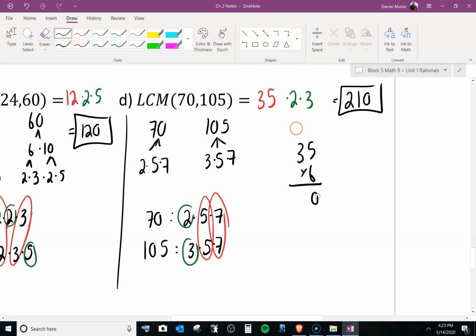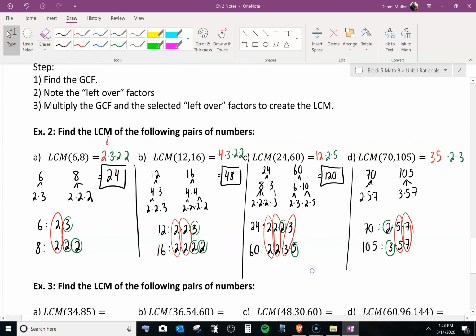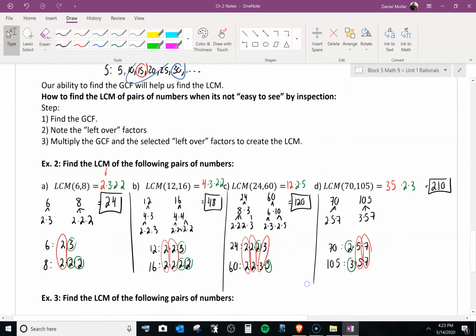6 times 5 is 30. 6 times 3 is 18, 19, 20, 21. So that does end up working if you need to do long multiplication. So our lowest common multiple is 210. So that's how you do that. We're going to then do in the last video, how do we do lowest common multiples when there's 3 numbers, which is a little bit more complicated, but you do the exact same thing, just one extra little step at the end.